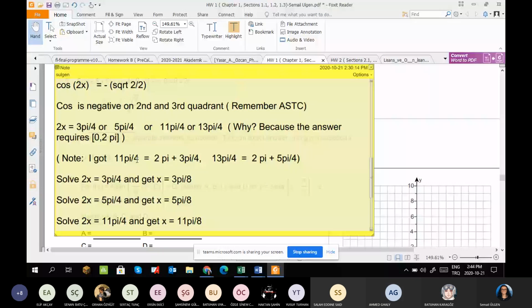And then next we solve for x. 2x could be 3 pi over 4. Here we get x equals 3 pi over 8. 2x is equal to 5 pi over 4.